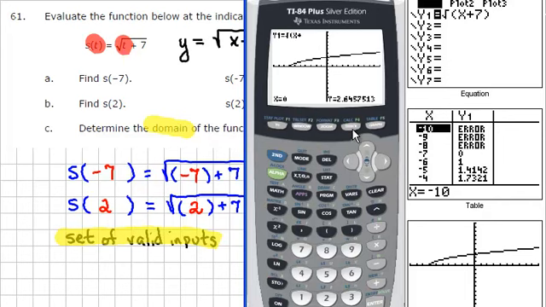If we hit trace and type in negative 7 for x, we can see that when x is negative 7, the y value is 0. If we go just to the left of negative 7, then no output value is created. So any number to the left of negative 7 or any number less than negative 7 is not a valid input and is therefore not in the domain.